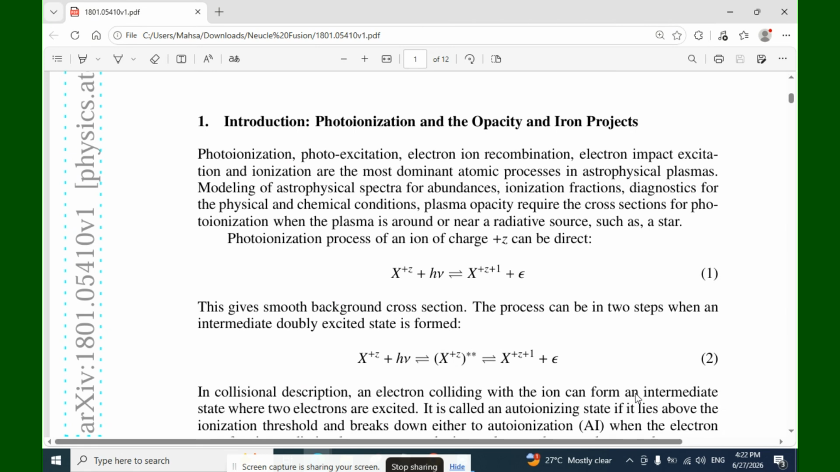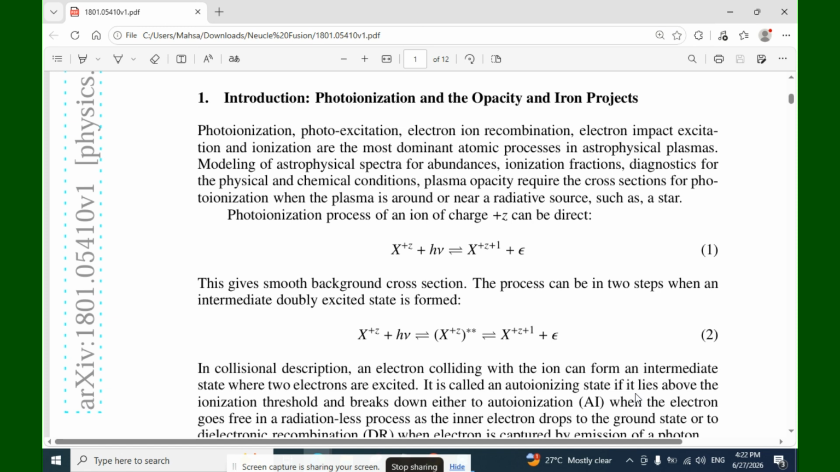Photoionization of an ion of charge +Z can be direct: X^+Z + hv ↔ X^(+Z+1) + ε. This gives a smooth background cross section. The process can be in two steps, when an intermediate doubly excited state is formed: X^+Z + hv ↔ X^+(Z-1)** ↔ X^(+Z+1) + ε.